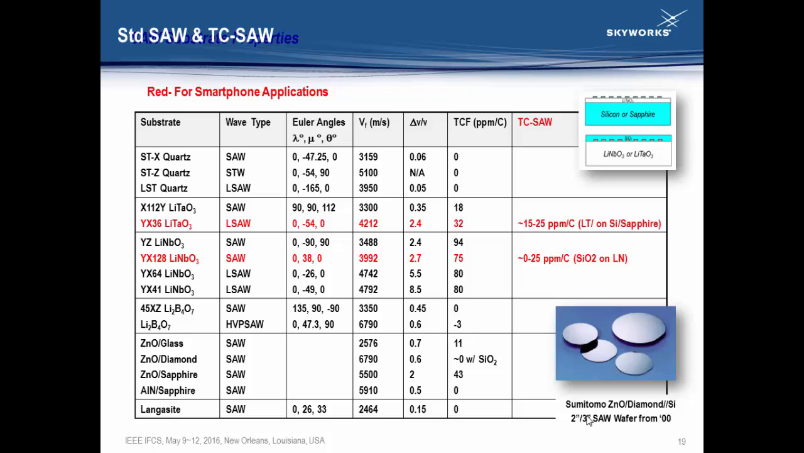This is a chart of some of the SAW substrate materials for different applications. The SAW industry spent a lot of time on this for many years. But today, for handset and smartphone applications, we only use two kinds of materials. One is lithium tantalate, YX36 lithium tantalate. The other is YX128. Those are high coupling materials. And pretty much all the SAW companies manufacturing SAW filters for handsets now use these two materials.